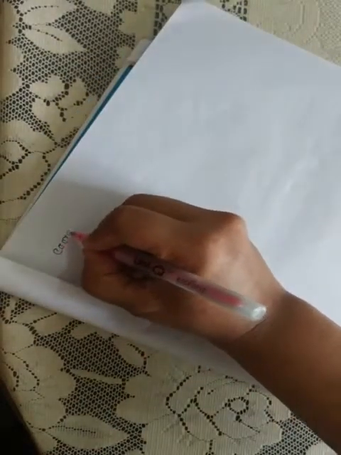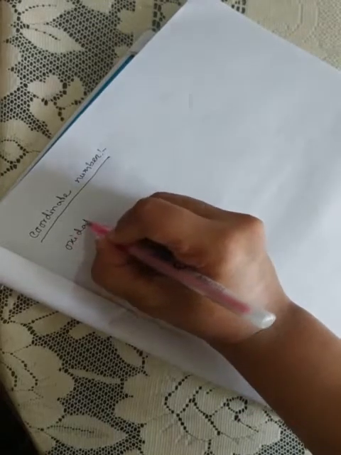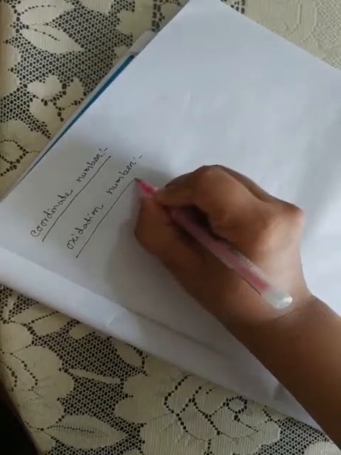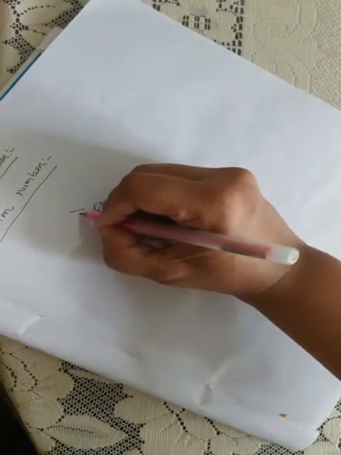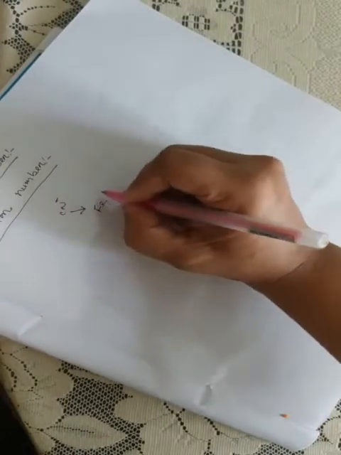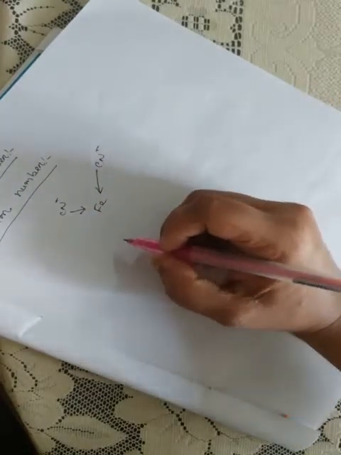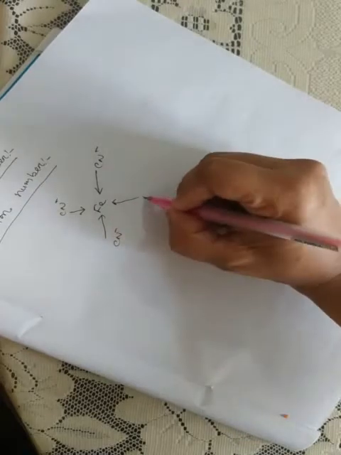Another related topic is coordinate number and oxidation number. Take the complex compound, hexacyanoferrate 2 ion.